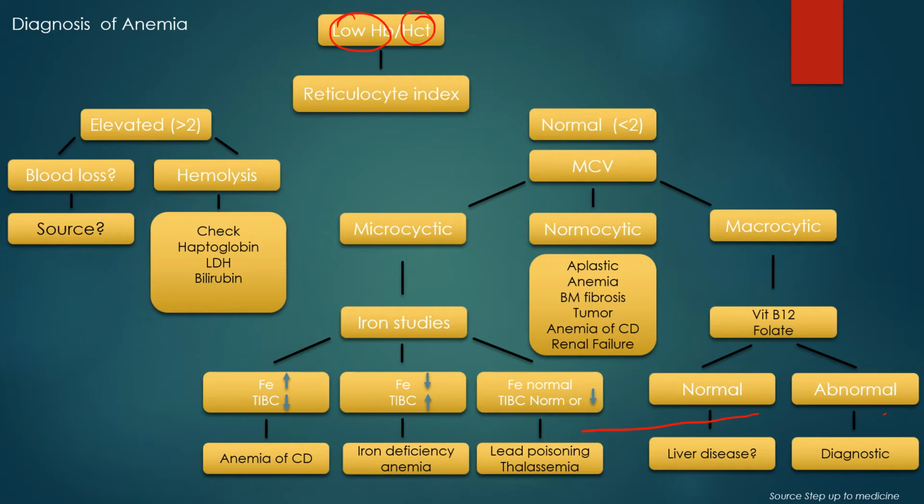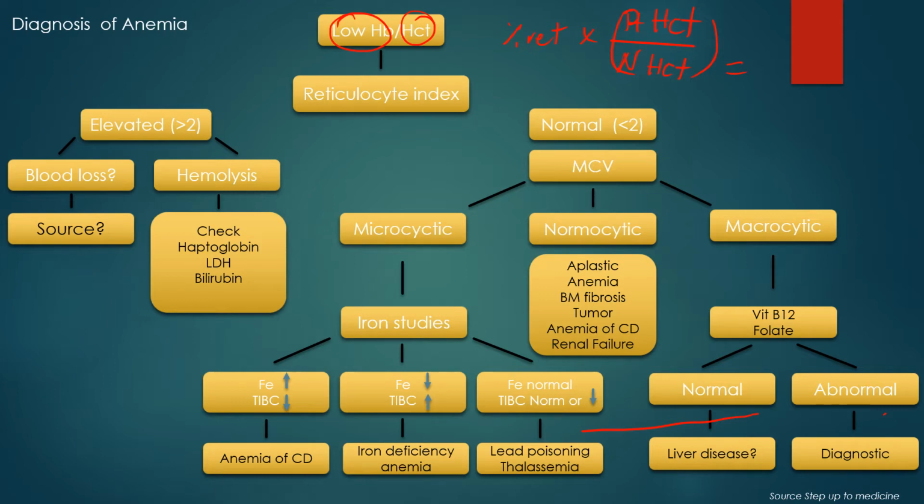The way you do that is with a formula. The formula is basically the percent red count that they give you multiplied by the patient's hematocrit over normal hematocrit, right? That gives you a number. If that number is over 2, the red count is elevated. If it's equal to 2 or less, then it's normal, right?